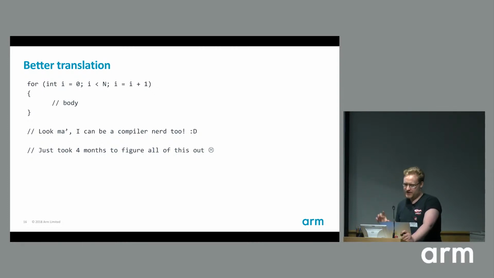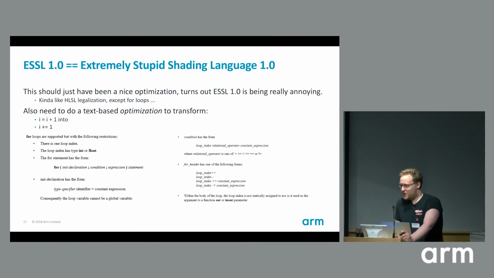So now that ugly for loop will actually look like that, and it unrolls very nicely. And now it works fine, and so I can be a compiler nerd too. Woo. Yeah, fun times. But it turns out you have to do this. There is this shading language that I now call extremely stupid shading language 1.0, which anyone who has targeted GLES 2 knows can be painful. So this is kind of like HLSL legalization except for loops, which is annoying. And it also needs to translate I = I+1 into I++ for some reason. I mean, the spec says if you're going to have a for loop, you have to do it exactly this way. Oh well, but it works. It works on WebGL 1.0. So yeah, happy with that.